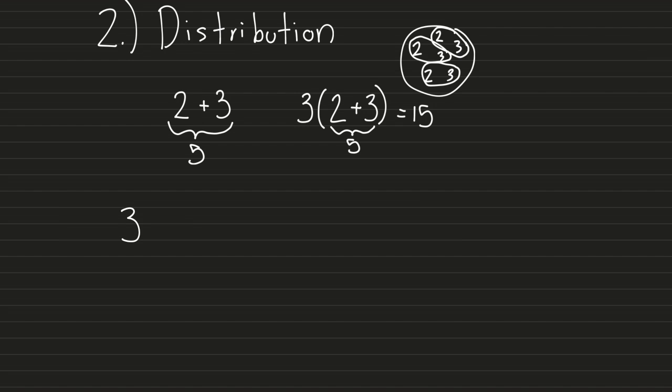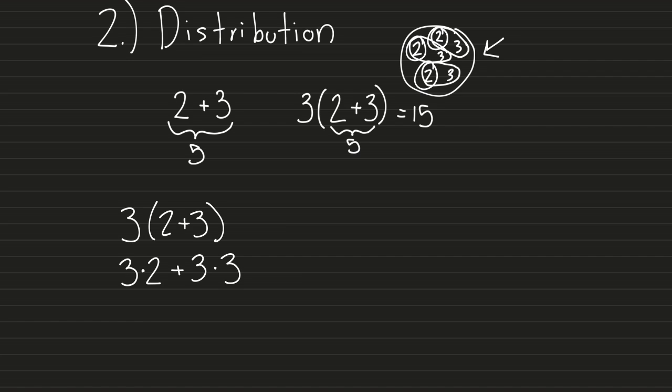If we have 3 times (2 plus 3), well, like we saw in the table right up here, we actually have 3 2s and 3 3s. So we can think of this as 3 times 2, and then we would add 3 times 3. So we're taking this multiplied 3, and we're bringing it into the 2, and we're bringing it into the 3.